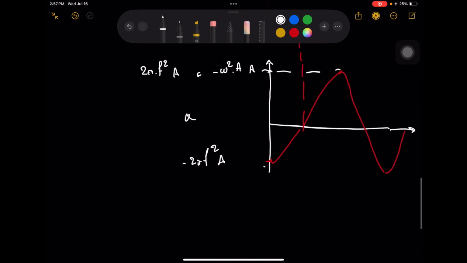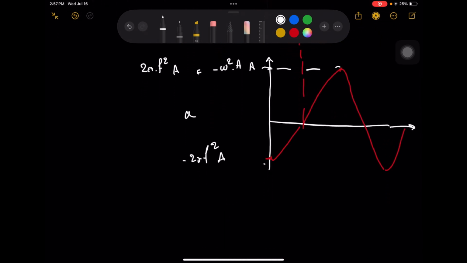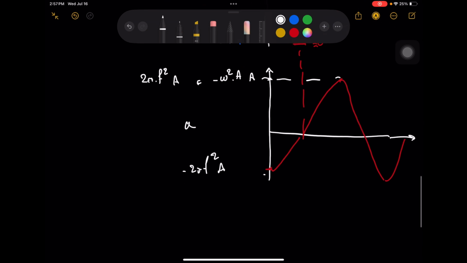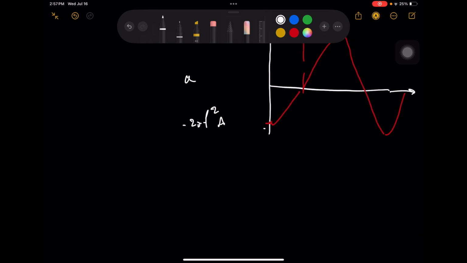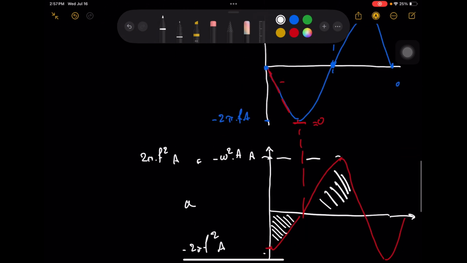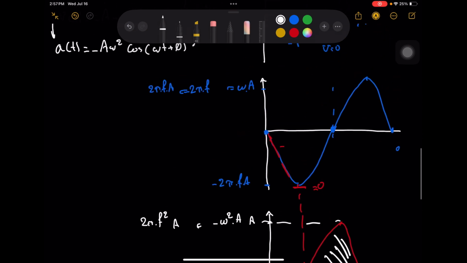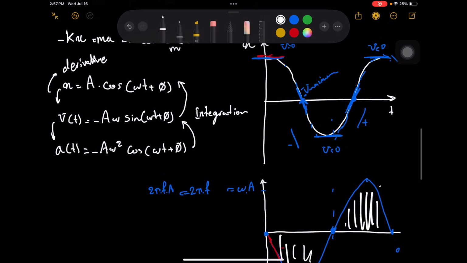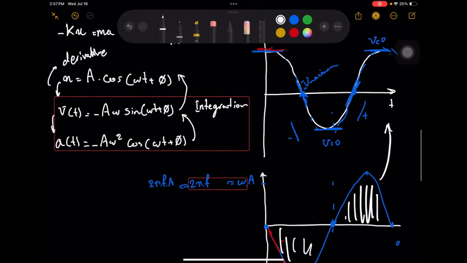So let's get back to the concept here. We get to the drawing of each graph using the formula and the derivative of that. Now, for example, if we take the integration of this area, we get our velocity graph, and then if we take the integration of this area, for example, we get our position graph.